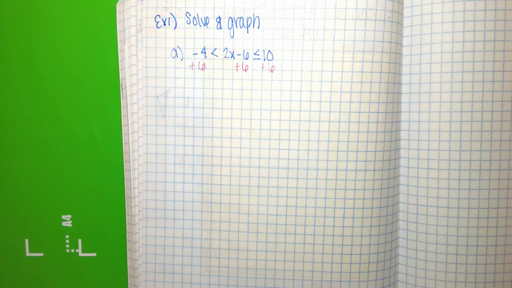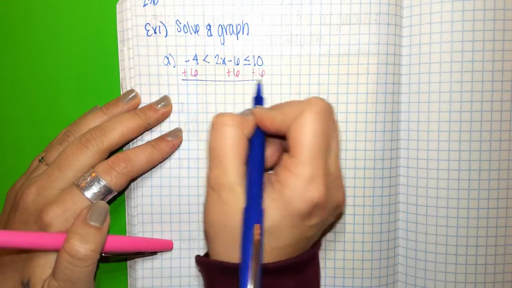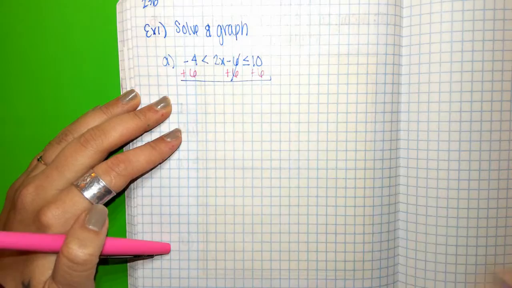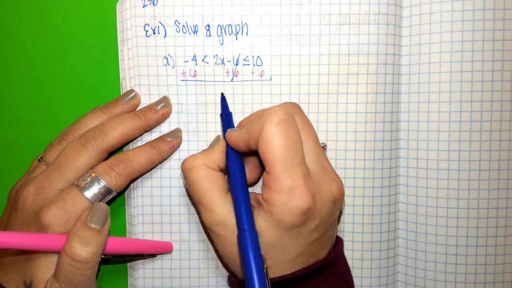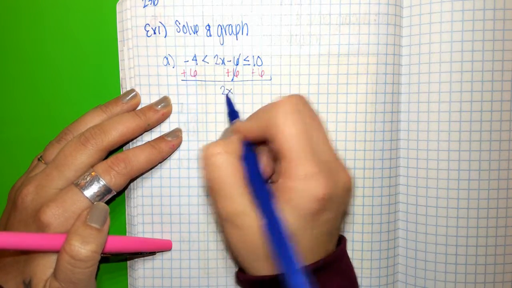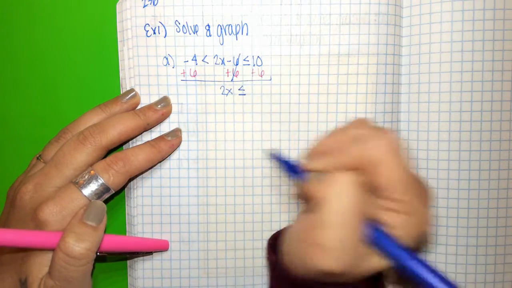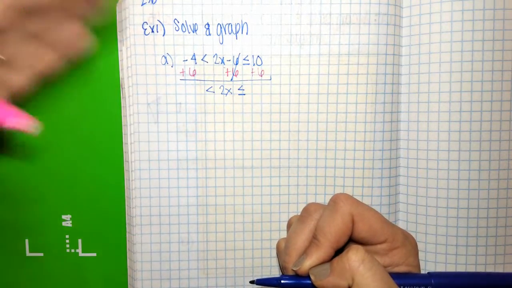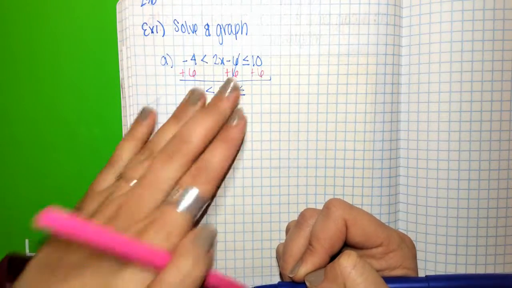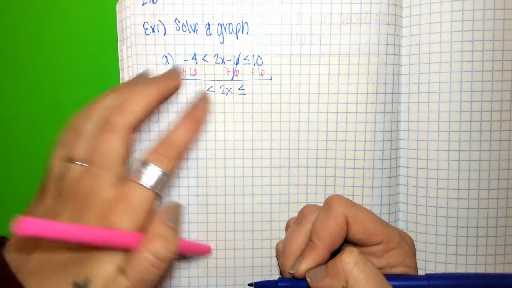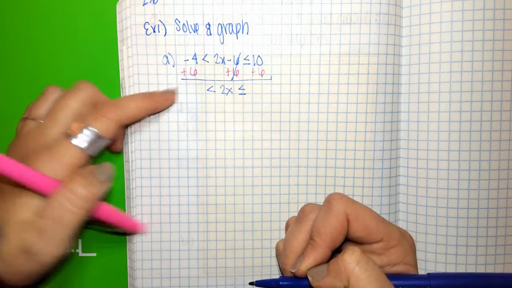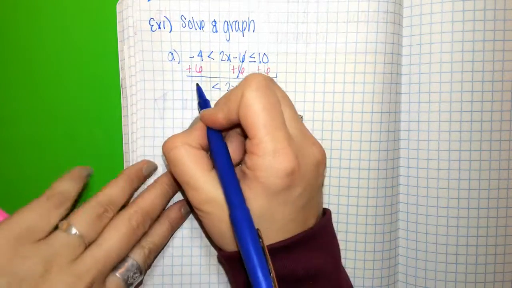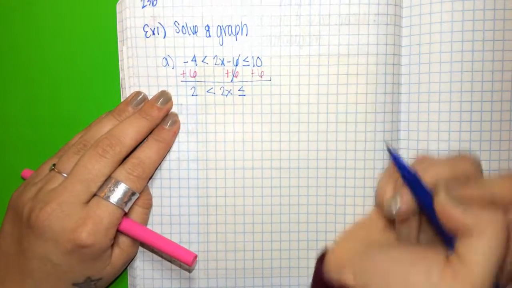We okay so far? All right. Then we kill it in the middle. What's left in the middle? 2x. Now, keep your signs the whole time. Bring them straight down. Don't lose the sign. So, -4 plus 6 would give us what? 2. 10 plus 6 would give us what?